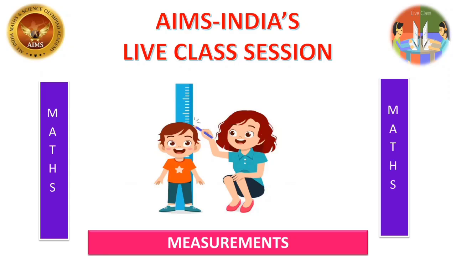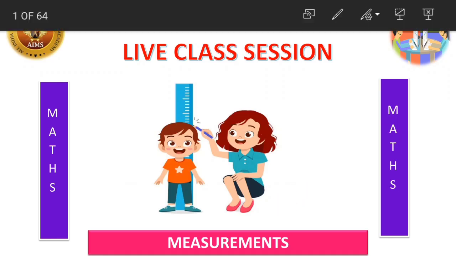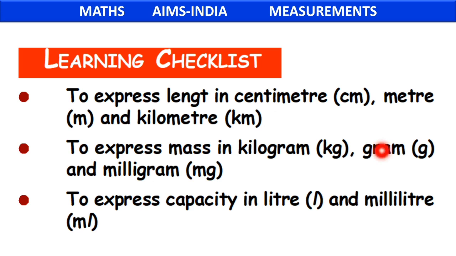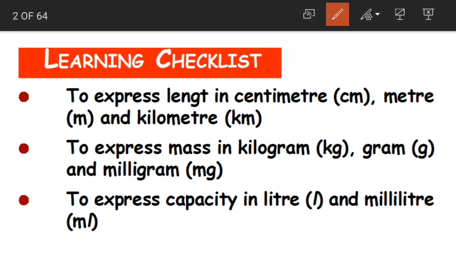In today's class we are going to start a new chapter from the subject mathematics, and the chapter's name is measurement. What is the chapter's name, children? It is measurements. Okay, now what is the learning checklist for this chapter? We learn how to express the length in centimeters, meters and kilometers, to express mass in kilograms, grams and milligrams, to express capacity in liters and milliliters.